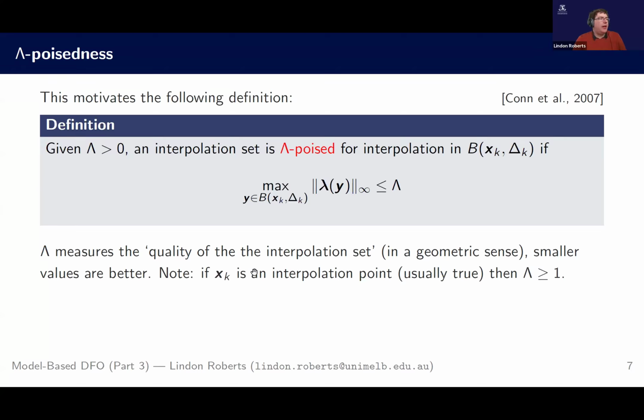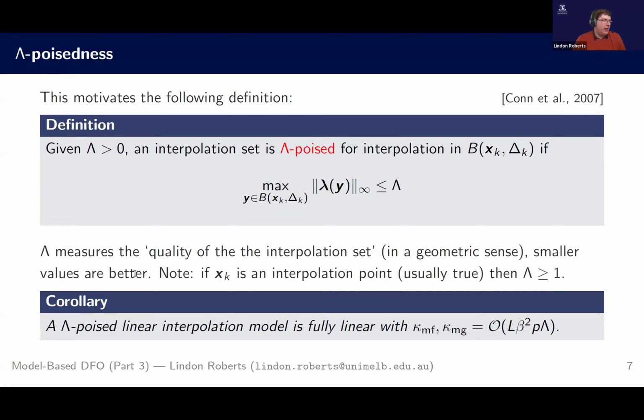However, there is a lower bound. In almost all situations, the base point of our trust region, essentially our current iterate, is going to be an interpolation point. In that case, we know that the Lagrange polynomial associated with xk takes a value of 1 at xk. xk is a valid choice of y, which means that lambda must be at least 1 for this to be true. So we know that lambda is going to be at least 1. Larger values of lambda indicate worse geometry.